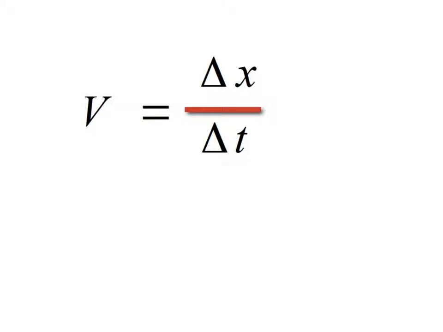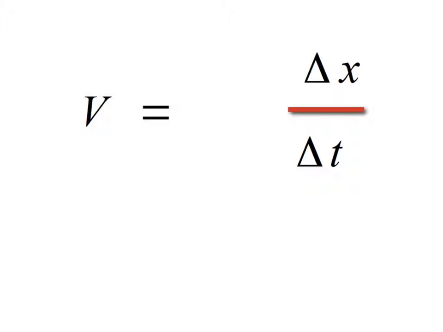Before we see any problems though, let's take a quick look at the units. Okay, so units for velocity are meters per second, and units for displacement are meters, and units for time interval are seconds. So everything matches up there.